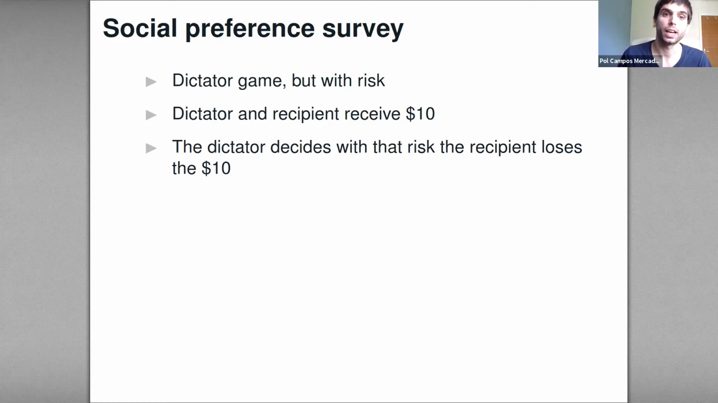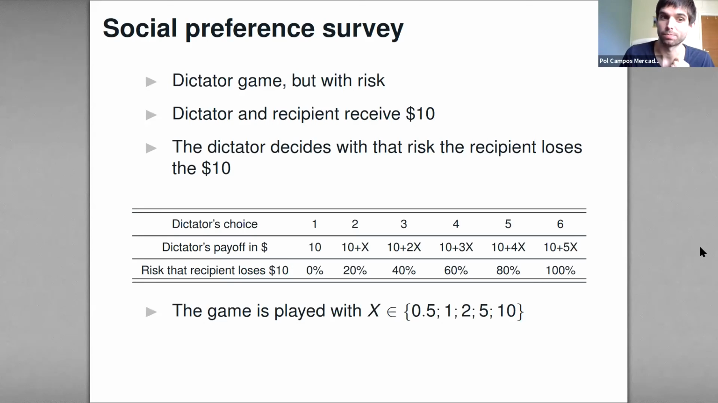So here the dictators and recipients started with $10 each, and then the dictator could decide how much risk he put on the recipient that the recipient loses $10. And the more risk that the dictator puts on the recipient, the more money the dictator gets. So this is more or less the choice that dictators could choose.